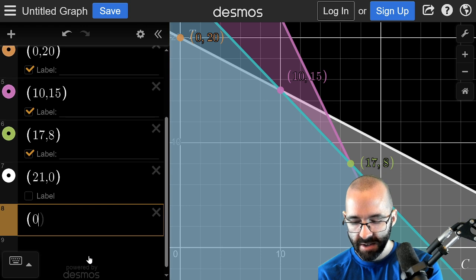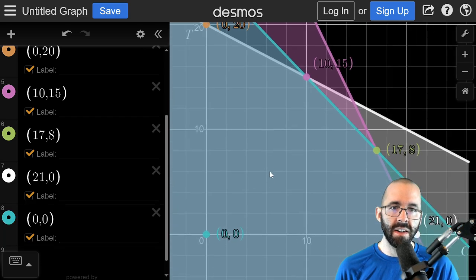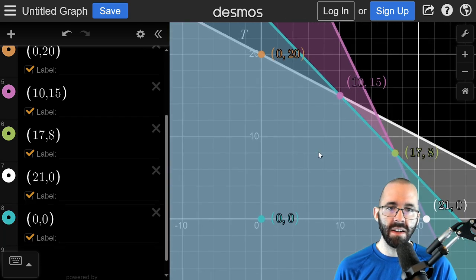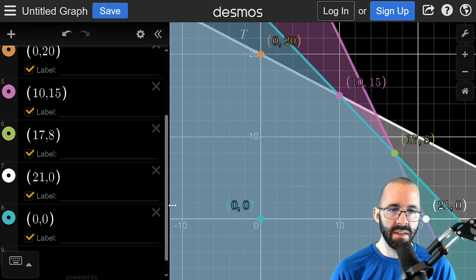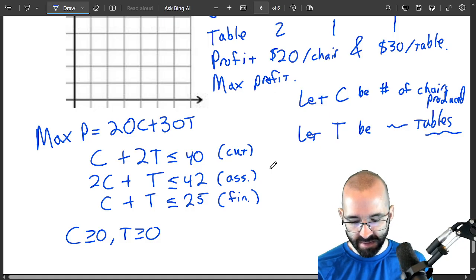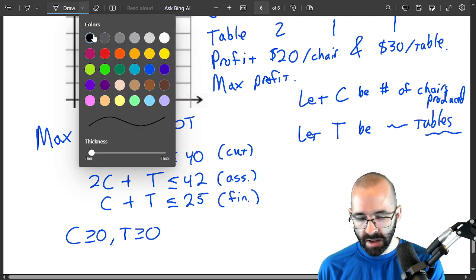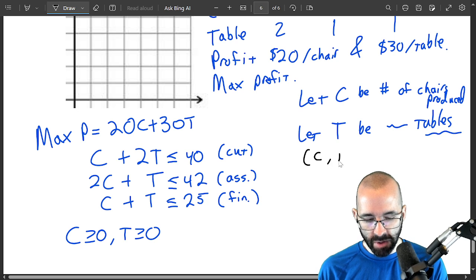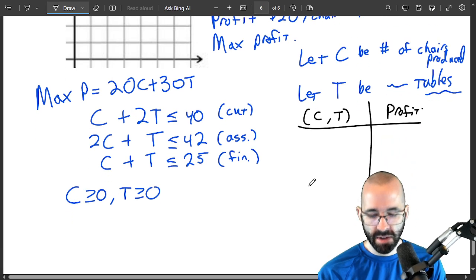And let's not forget 0, 0 as well. These are the corner points of this region. We have to check all of them and see what has the biggest profit. All right, so we'll make a little table. Let's look at our ordered pair C, T, and what our profit is. Let's find them all. Pick the winner. We want the biggest profit.